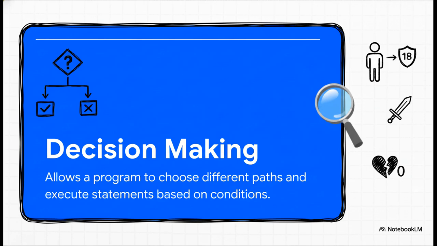Our code looks at a condition, like, say, is the user's age greater than 18? And based on whether the answer is true or false, it chooses which bit of code to run next. That simple fork in the road is what gives software its intelligence.